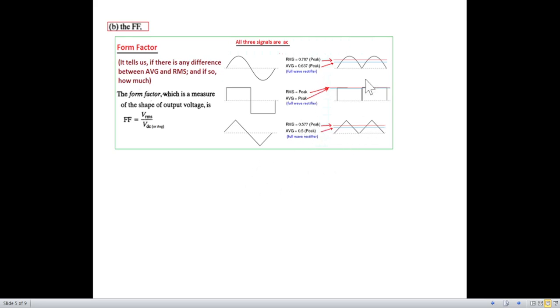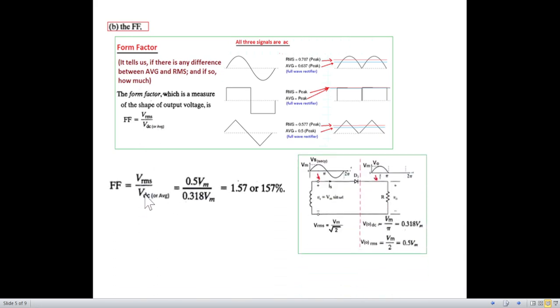So to compare, we use this definition: form factor is VRMS over VDC. In the case of a half wave rectifier, VRMS is 0.5 from here and VDC is 0.318. So the form factor ratio is 1.57 or 157%.